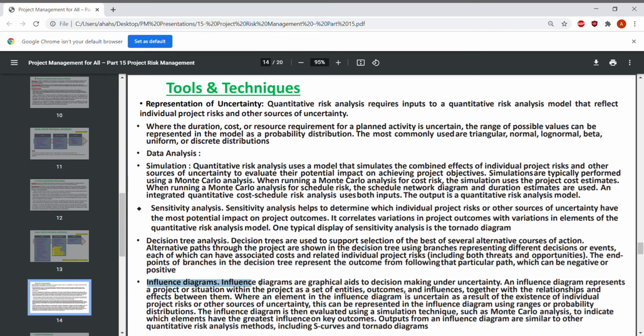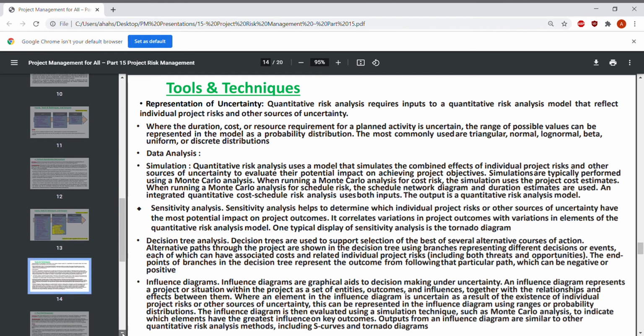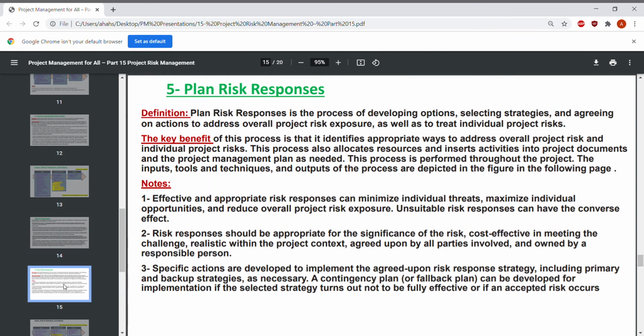The influence diagrams are graphical aids to decision making under uncertainty. An influence diagram represents the project or a situation within a project as a set of entities, outcomes and influences, together with the relationships and effects between them. So I also advise you to read more about these on the internet.